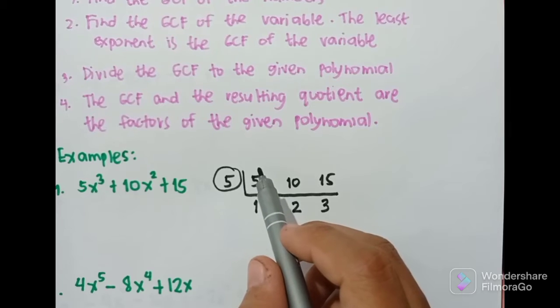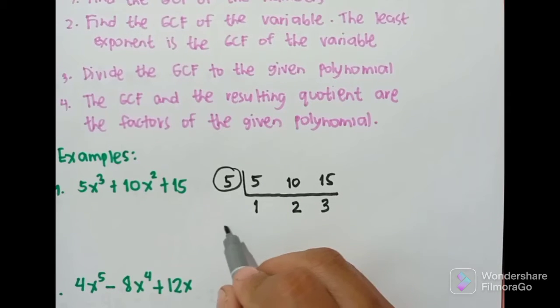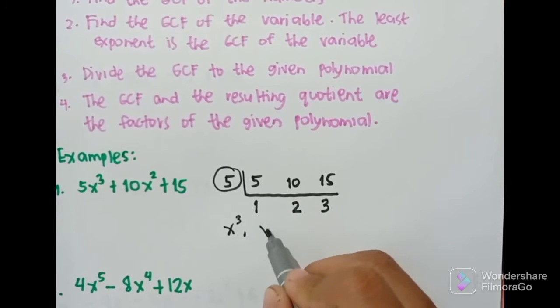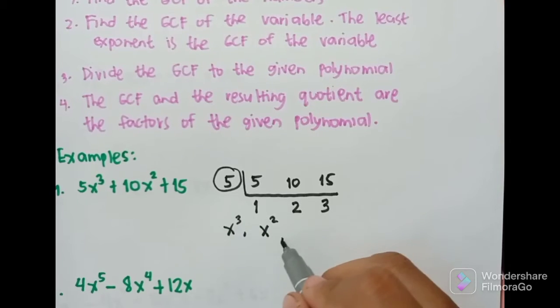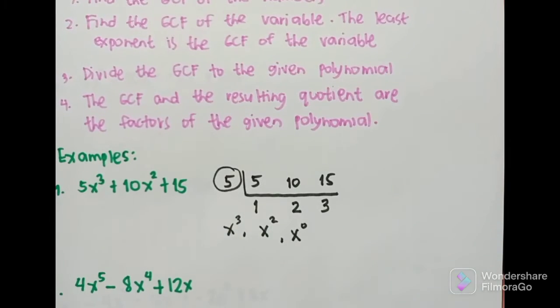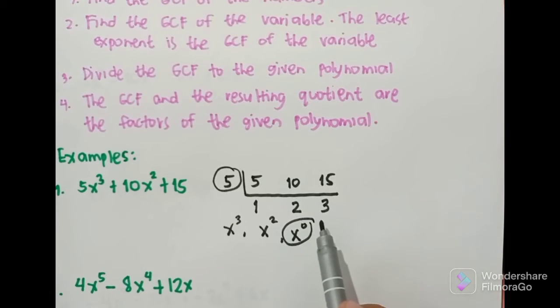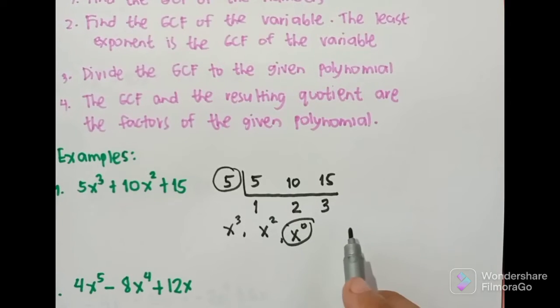Okay, so how about the variable? We have x cubed, x squared, and x raised to 0, or wala. Ano ba dyan yung pinakamaliit? Siyempre, itong x raised to 0. Since x raised to 0 siya, wala na to. Tanggalin na lang natin siya. Therefore, ang GCF lang natin ay 5.